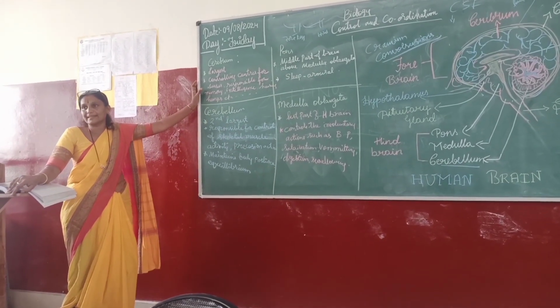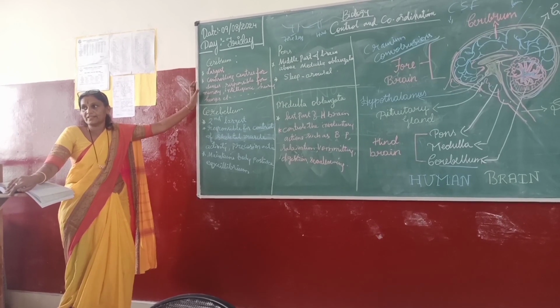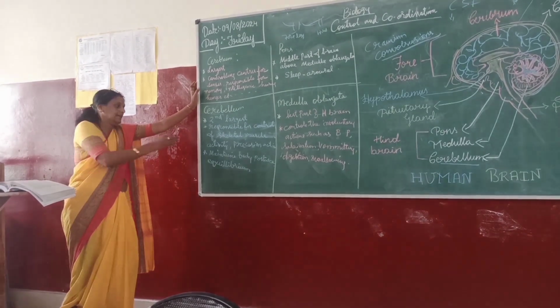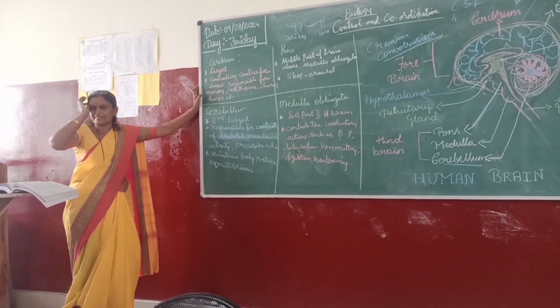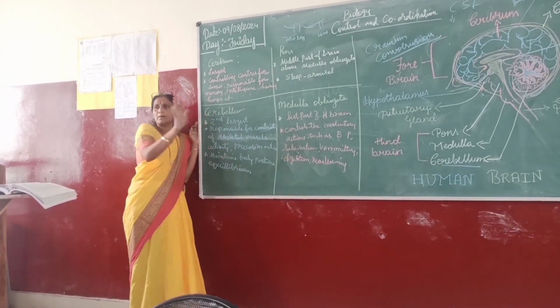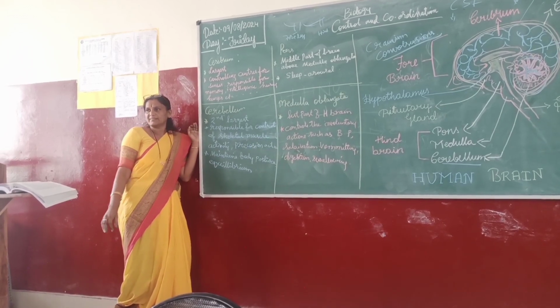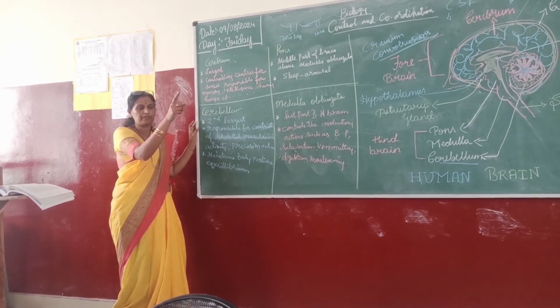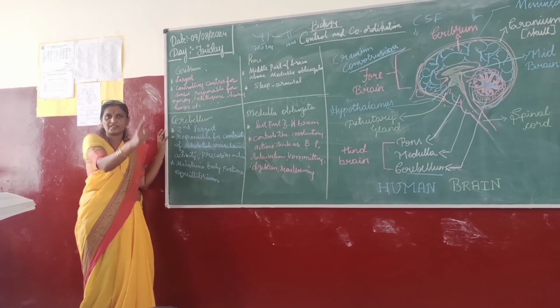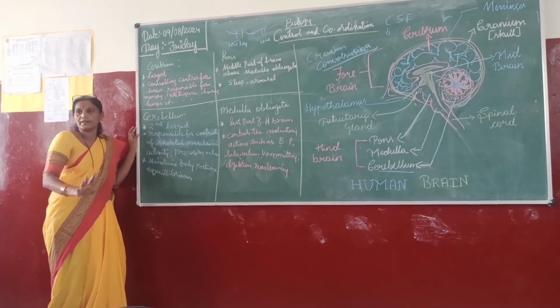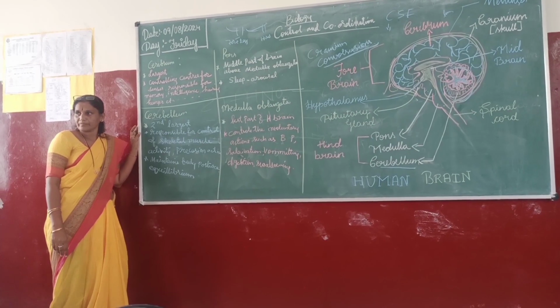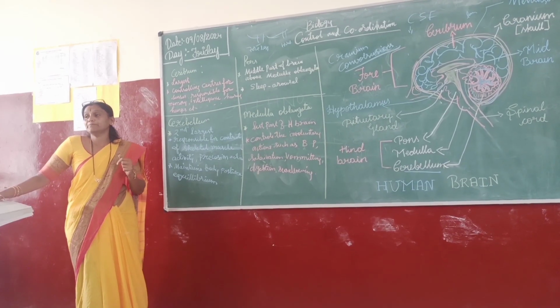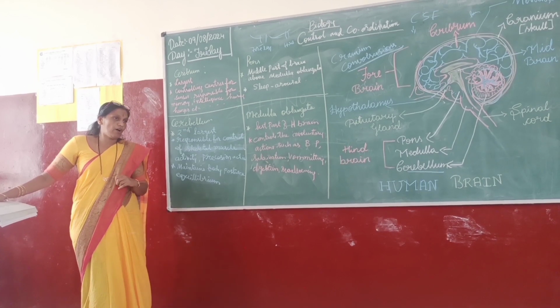Cerebellum is the second largest part of the brain, responsible for the involuntary actions, and with cerebellum you have to remember body posture and equilibrium. If he is not standing properly, if he is not steady, that means the cerebellum is not working properly. Understood? And the last part of the hindbrain is medulla oblongata.